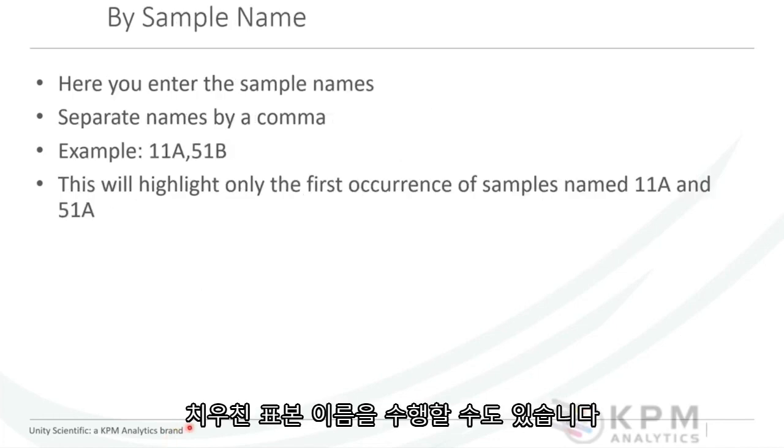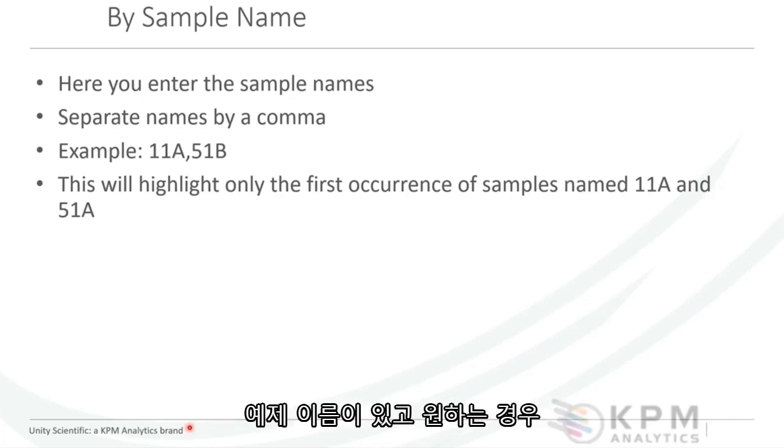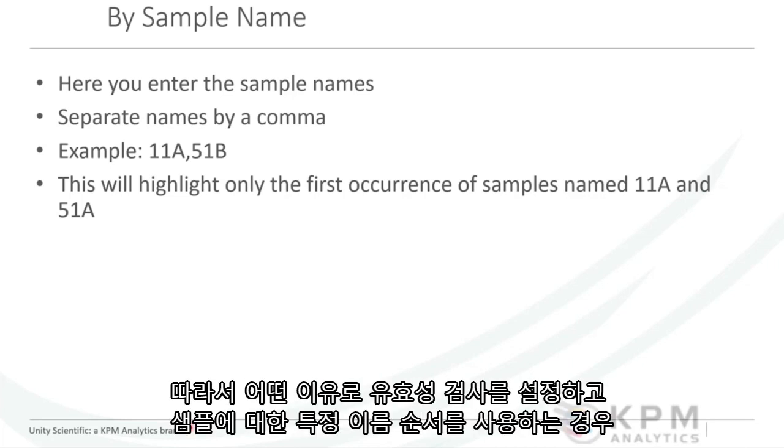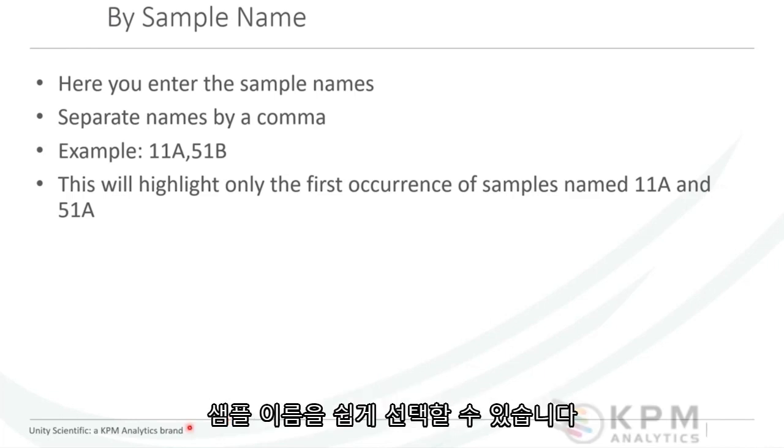You can also do it by sample name. So if you've got unique sample names, and hopefully you do in your SVF files, you can actually call them out by sample name. A good example here might be if you are setting up a validation set or for some reason have a particular naming sequence to your samples, you can easily go in and select them out by sample name.